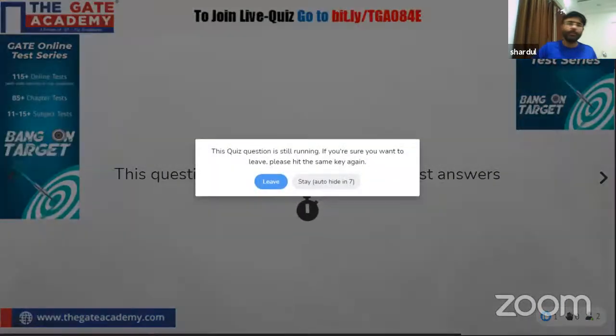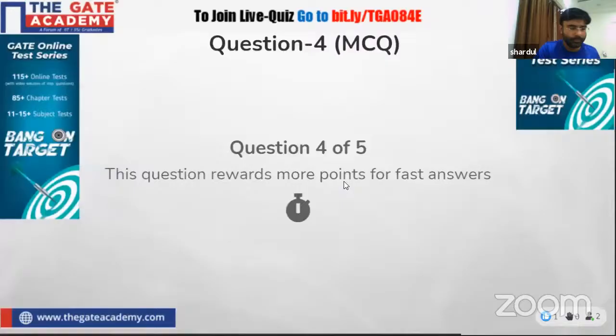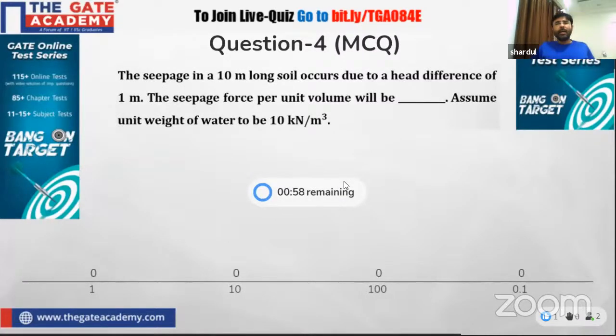Question number 4. A seepage in 10-meter long soil occurs due to a head difference of 1 meter. The seepage force per unit volume will be. You can assume that the unit weight of the water is 10 kilonewton per meter cube.